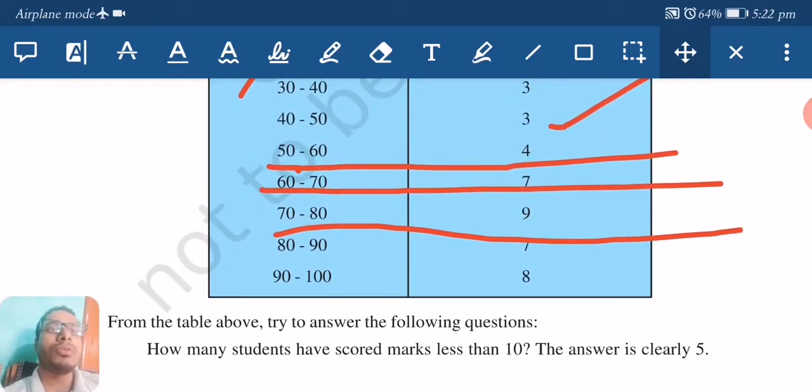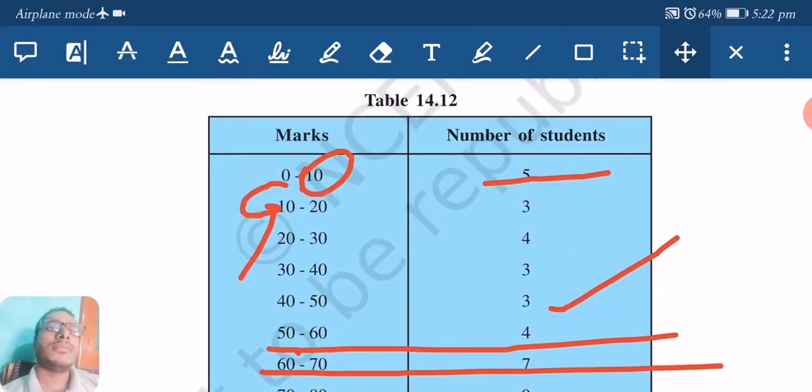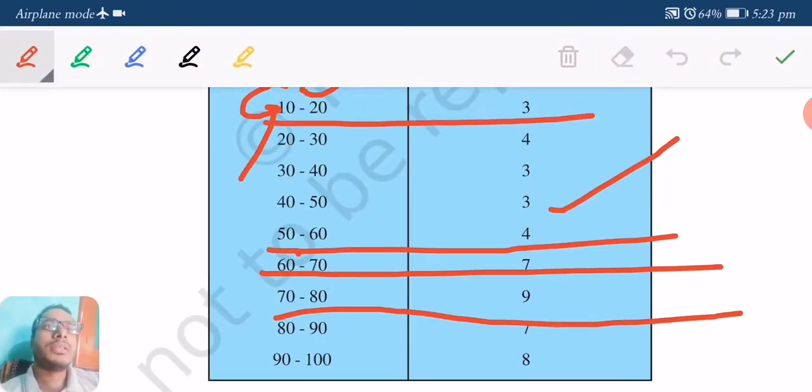How many students scored marks less than 10? Marks less than 10 is 5. The next question will be: how many students scored more than 10 and less than 20? That will be 3.